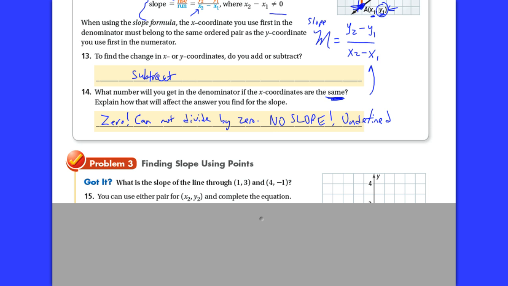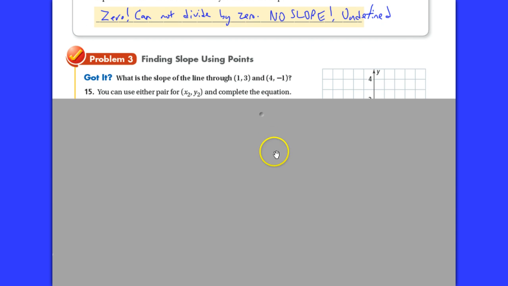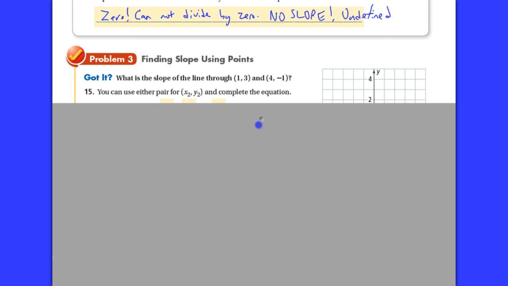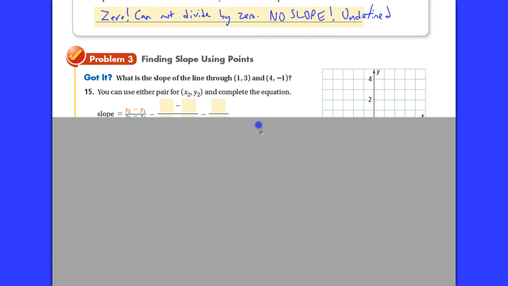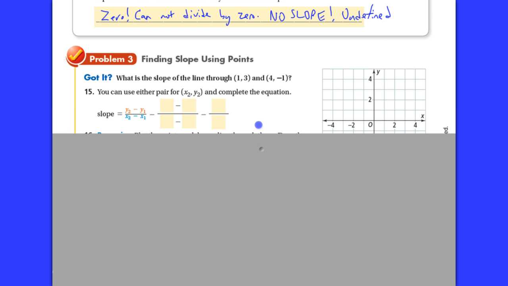Okay, moving on down the page, let's keep rolling here. What is the slope of the line through the points 1, 3, and 4, negative 1? It says you can use either pair for x sub 2, y sub 2, and complete the problem. Now, let's do this before we graph it, because you're going to have to, and all I have to do is make these numbers harder if I want to. So you need to understand how we use this formula to find the slope. Here they're telling you that you can use either pair for x2, y2. It doesn't matter if it's the first or the second one, as long as you watch your signs carefully here.